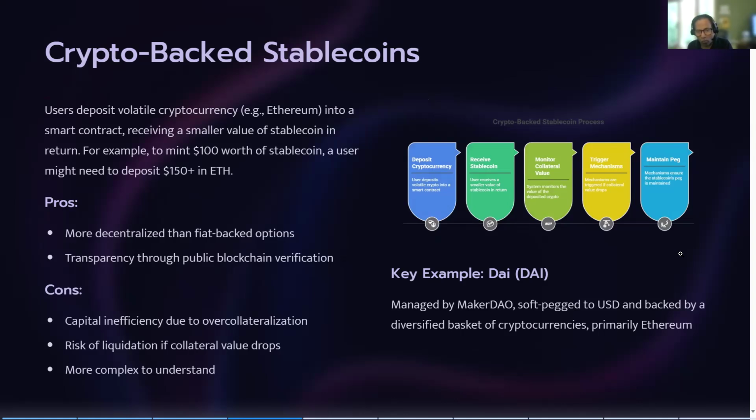One crypto-based stablecoin is DAI. It is created by the company MakerDAO, and they are creating this type of crypto-based stablecoin that is based on the Ethereum blockchain.